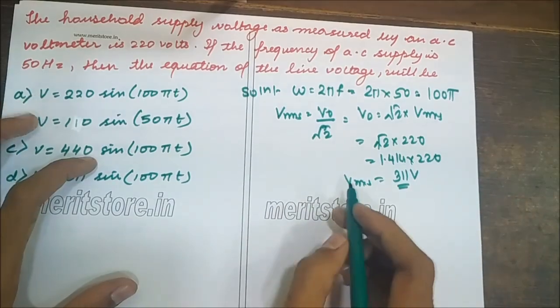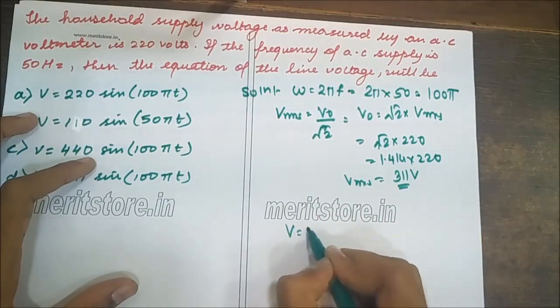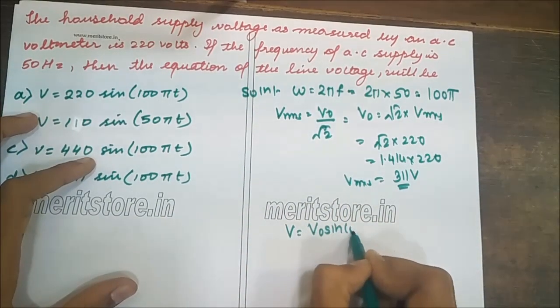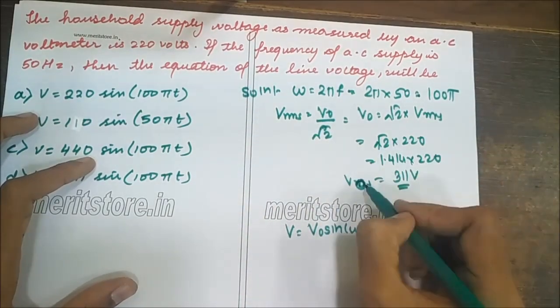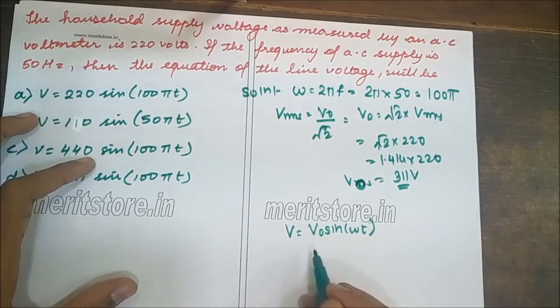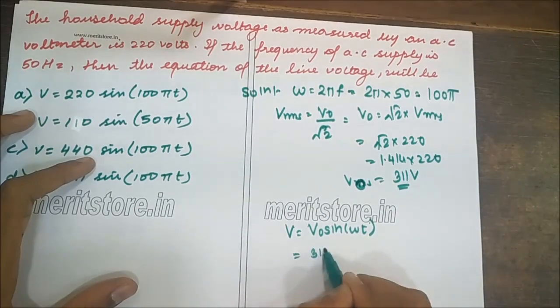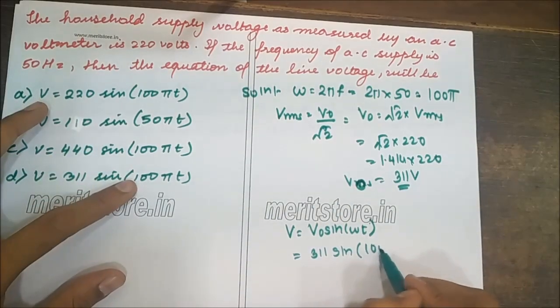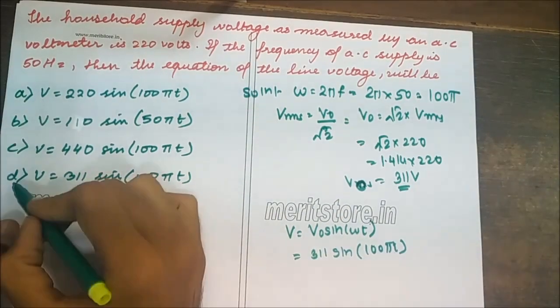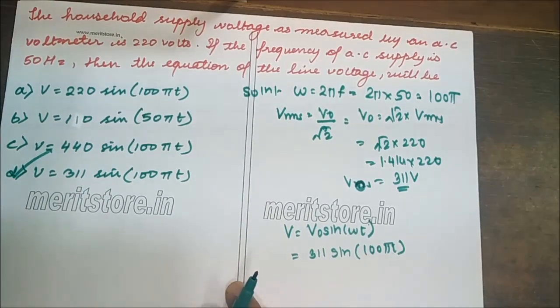Now we put all these things together. We know the formula, V equals V naught sine omega t. So V naught is 311, and omega is 100 pi, so V equals 311 sine 100 pi t. That is option D.